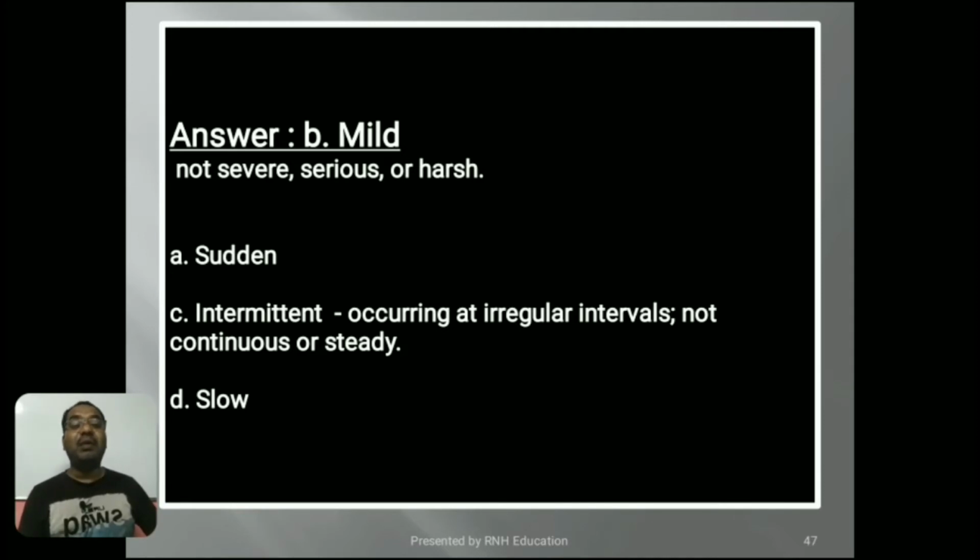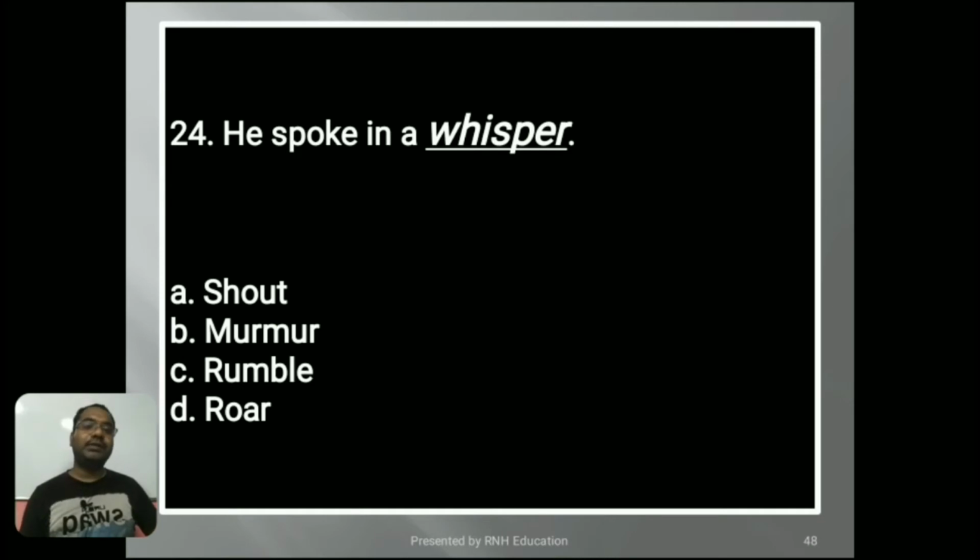It is called mild. And the other options were A sudden, C intermittent. Intermittent means occurring at irregular intervals, not continuous or steady, and option D was slow. Going to the next one, question number 24, that is he spoke in a whisper.